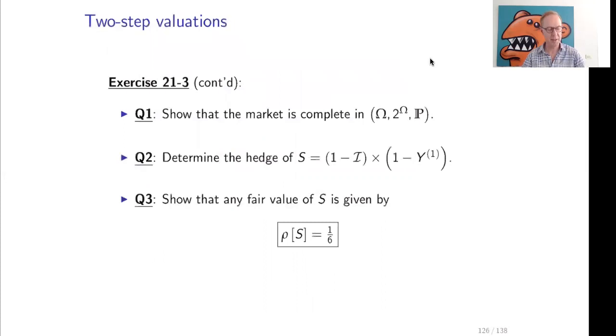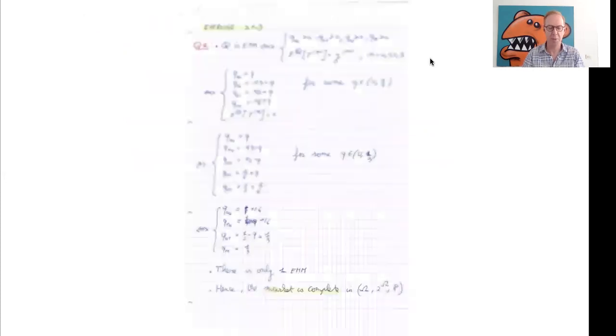The first question that we have to answer is then: show now that our market has become complete in Omega, 2 to the power Omega p. We can expect that it is complete now because the marginals, the index and the stock, are traded, and also the dependency structure is traded via this exotic option. Well, let us prove it a little bit more formally.